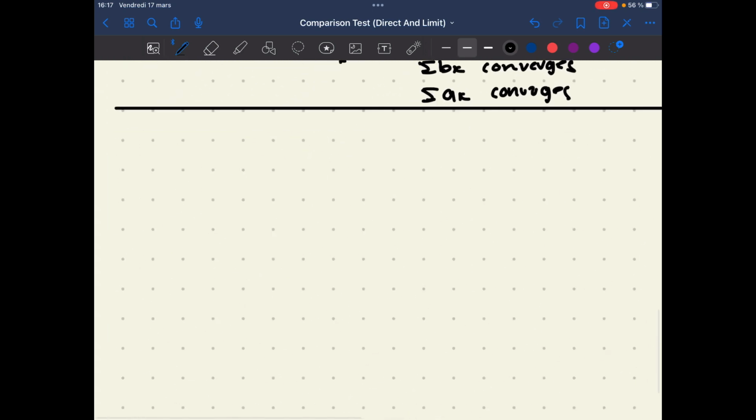So we have the series. We can use n or k, whatever terms you like, as long as you keep it consistent. So 1 over square root of n squared plus 1. And this is your series of a sub k.